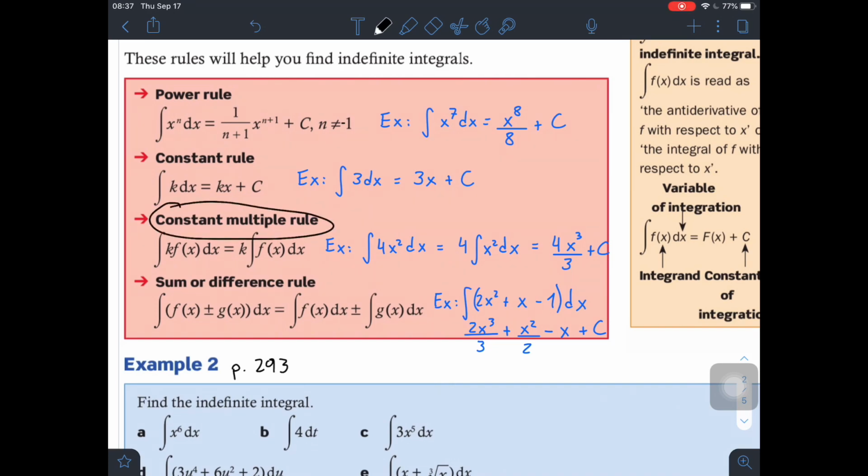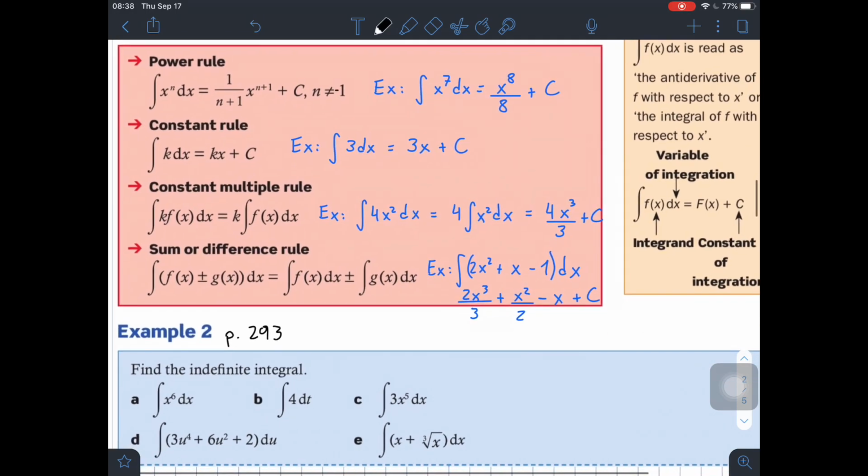Okay, then we have the constant multiple rule. It says the integral of k times f of x dx is the same as saying k times the integral of f of x dx. That means that I can take out the constant value outside of the integral and find the integral of only the function which is left inside. For example, this situation, right? If I have the integral of 4x squared dx, I can take this 4 out of the integral and just work with x squared. Okay, so this is the same as saying 4 times the integral of x squared dx.